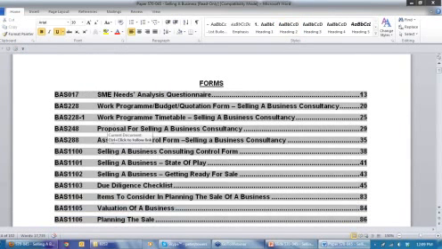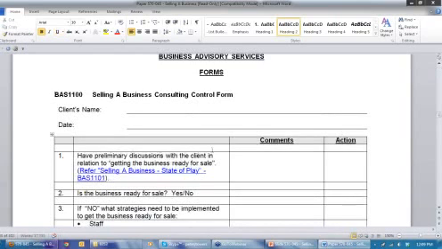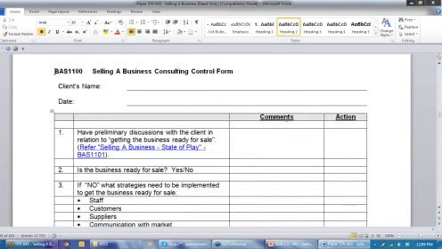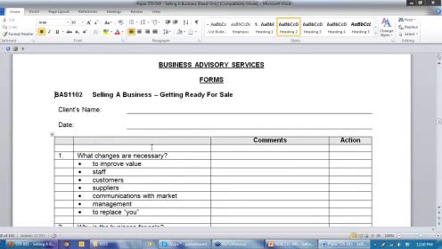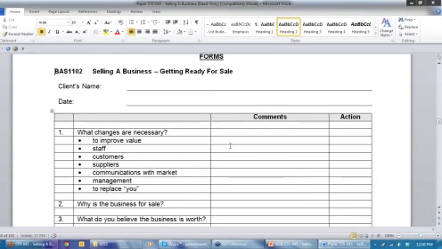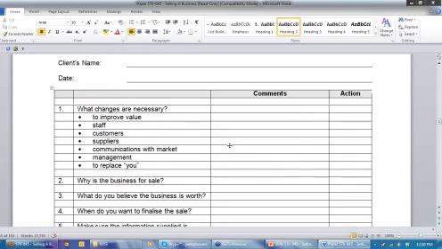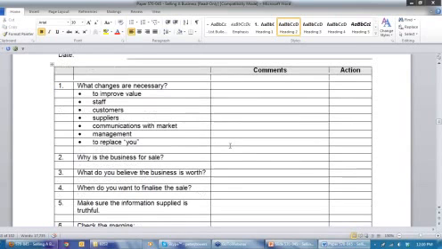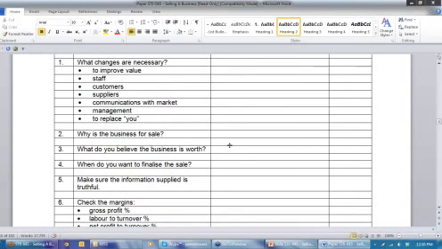The Selling a Business Control Form is a document that allows you to control this whole process. So if you wanted to have a look at what we're calling state of play, it's a questionnaire that enables your accountant who's undertaking this assignment for the client to first of all review what changes are necessary, what can be done to improve the value of the business. If there are going to be any changes made, staff, if things got to happen to customers, suppliers.